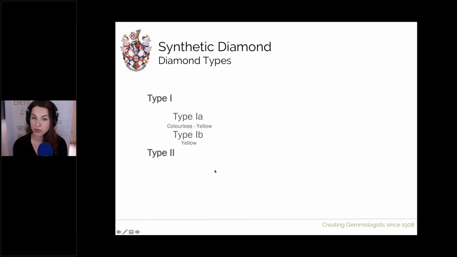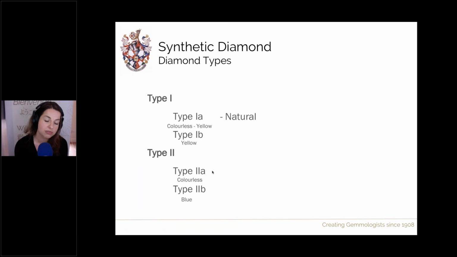Then we can have type 2 diamonds. These are those that do not contain nitrogen, but may contain other impurities. Type 2A are colorless and contain no impurities that have any effect on the stone. And then you have type 2B, which are blue because they contain boron within their structure. Now, why I'm telling you this is because type 1A diamonds are always natural. There is an argument that you could treat a synthetic type 1B diamond very heavily with HPHT and make it into a type 1A, but that would still be bright yellow.